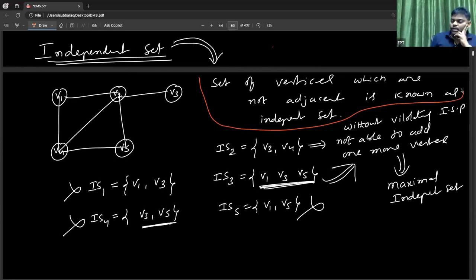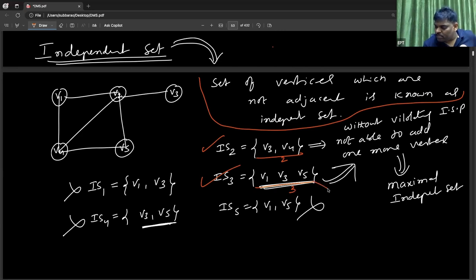A set of vertices which are not adjacent is known as an independent set. If, without violating the independent set property, we are not able to add one more vertex, then it is a maximal independent set. We have 2 maximal independent sets as of now. The first one contains 2 vertices, and the second one contains 3 vertices.